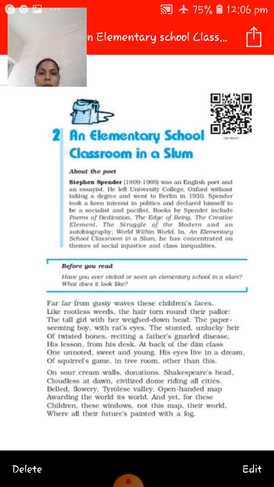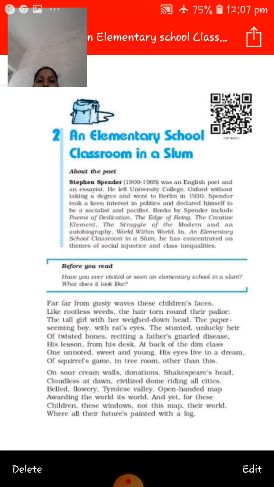And here is the whole classroom: how is it, what are the children doing in the classes, what is the slum area's elementary school like, or how do those people gain education. This is their condition over there. So: on sour cream walls, donations, Shakespeare head, cloudless at dawn, civilized dome, riding all cities, belled flowery. Then there is the name of a valley, Trellis Valley. The teacher, open-handed map, awarding the world its world, and yet for these children, these windows, not this map, their world, where all their future planted with a fog.